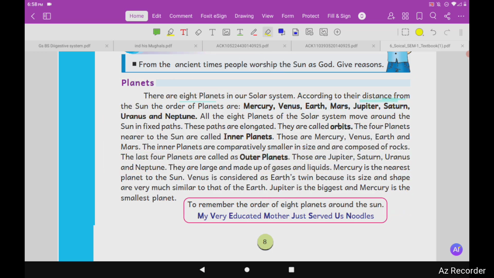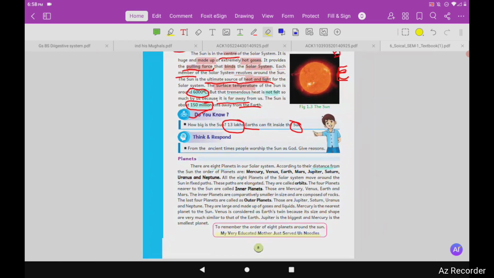Next, here we have a code to easily remember the order of the planets. That is, my very educated mother just served us noodles. Here M means Mercury, V for Venus, E for educated, M for mother, J for just, S for served, S for Saturn, U for Uranus, N for Neptune. All these are the 8 planets.